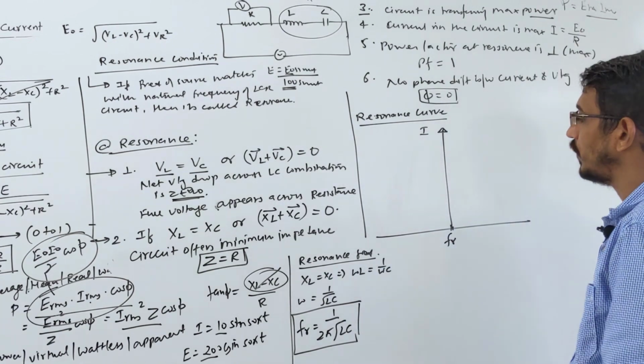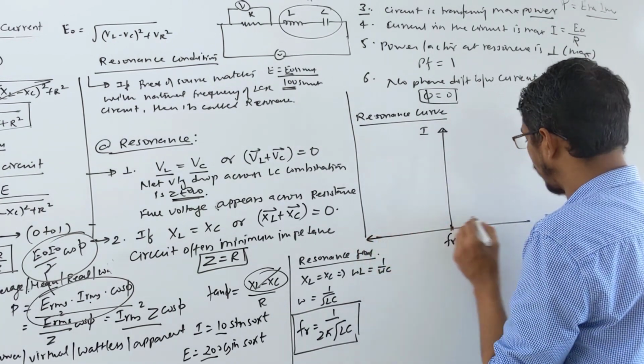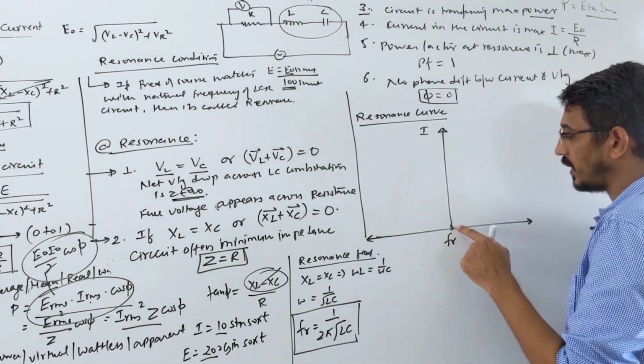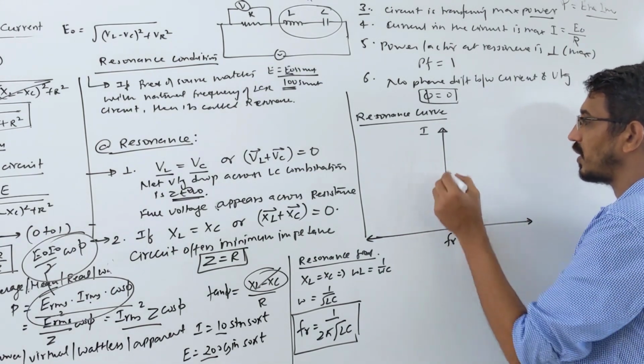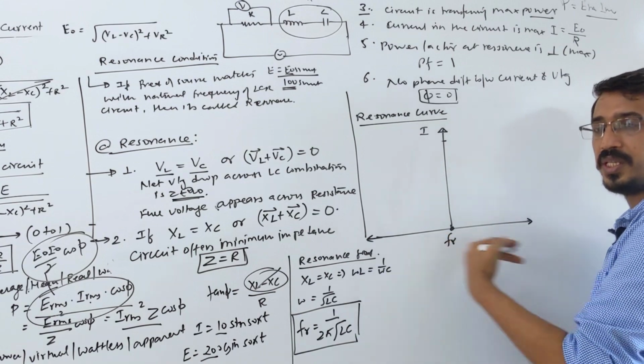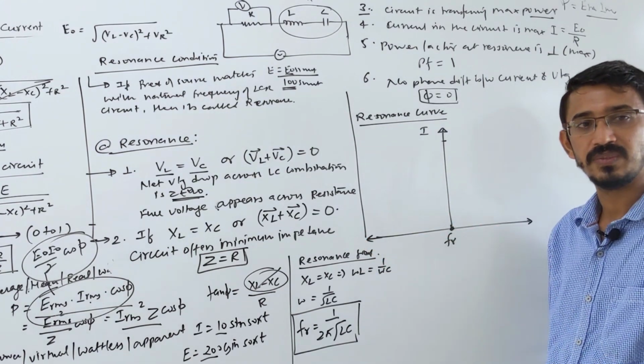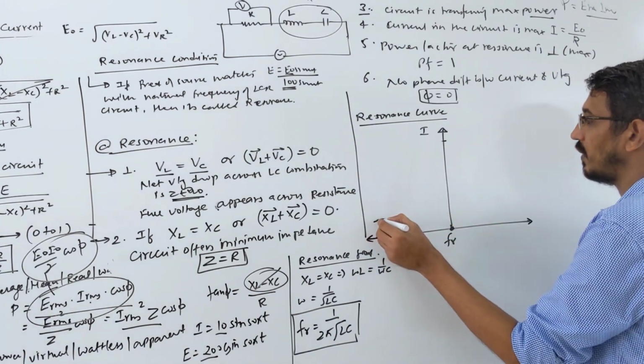Okay, so if you're drawing a curve between frequency and current in the circuit, there is a resonance frequency. At this frequency your current is maximum. Then if you increase your frequency or decrease the frequency, in both cases what happens? Current will decrease. So the graph looks like this.